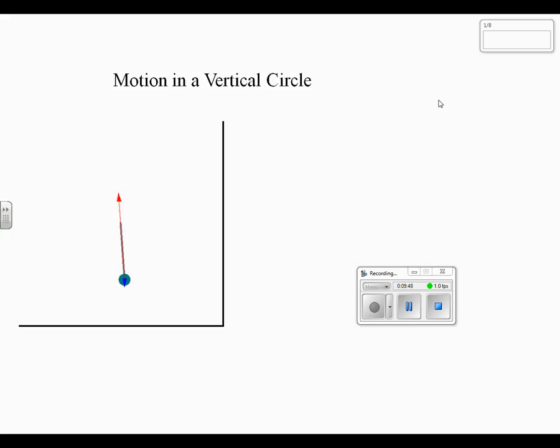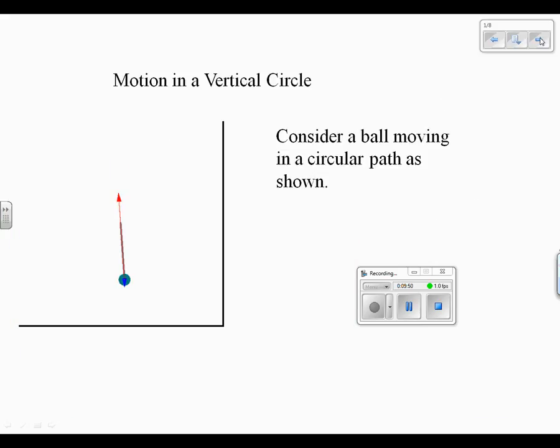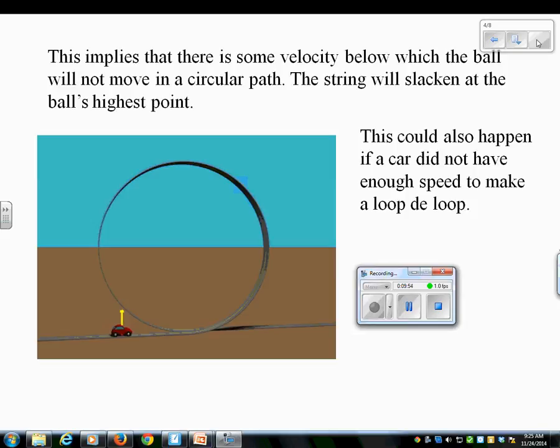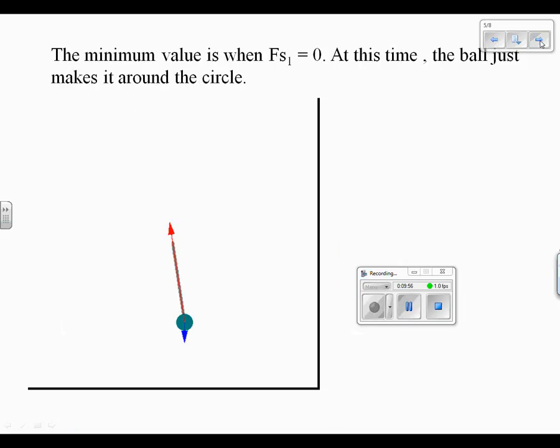I gotta go back. So, how do we figure out what that speed is?